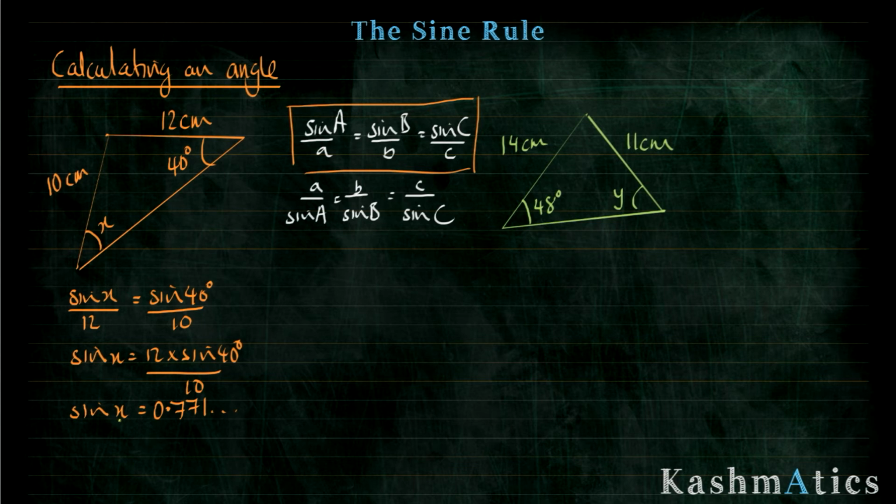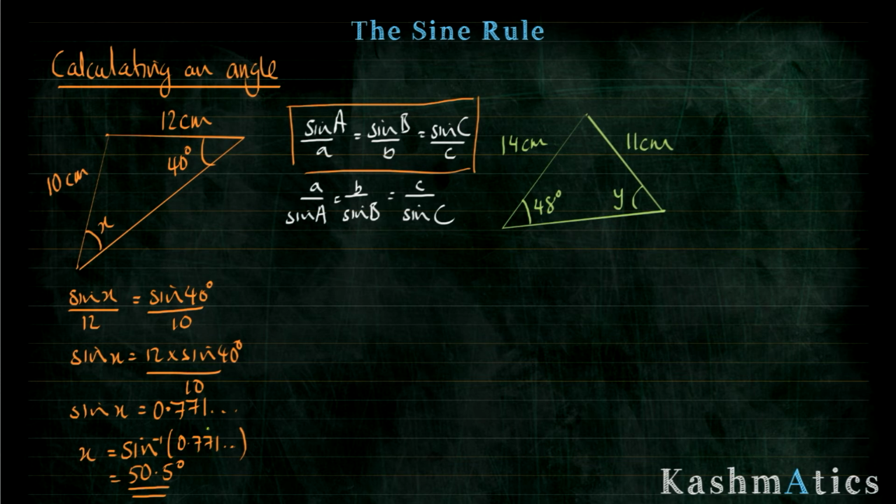Now what I tend to do is I leave that answer on my calculator. And the next stage is to do the inverse sine of that. So inverse sine of 0.771. Okay, now remember that's stored on my calculator. So if I do the inverse sine of that, so all you need to type is the inverse sine and then press the answer key and then press equals, which works out to be 50.5 degrees.